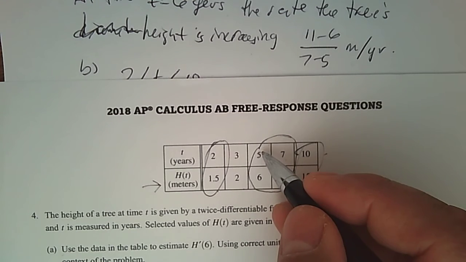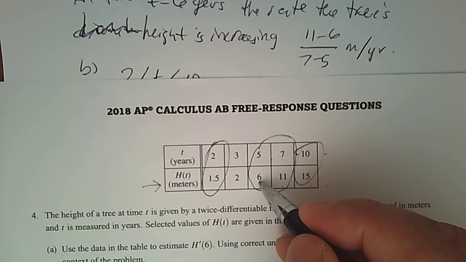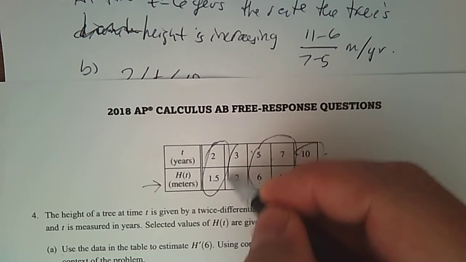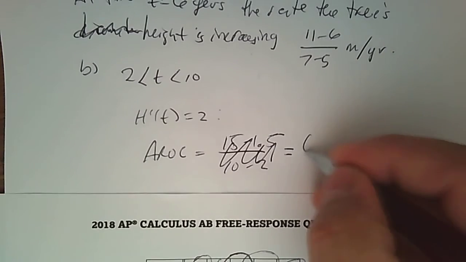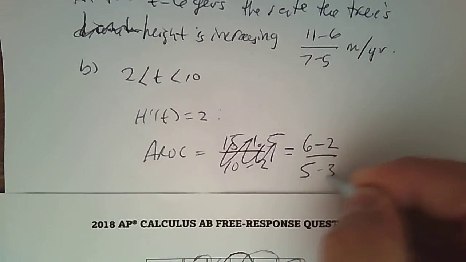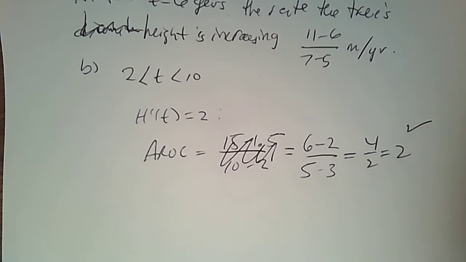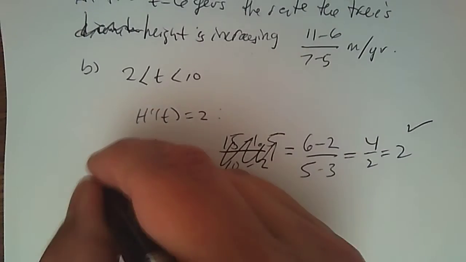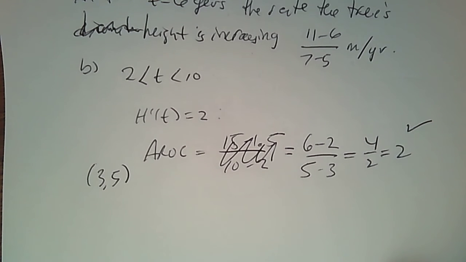So if I look at 3 to 5, 5 to 7, 6 to 2, that is 4 divided by 2. So that's exactly what I'm looking for, right in there. So if I go 6 take away 2 and 5 take away 3, that gives me 4 divided by 2, which is 2. So I just found the average rate of change from 3 to 5 years. So the question is, why must there be at least one time there that the derivative is equal to 2?